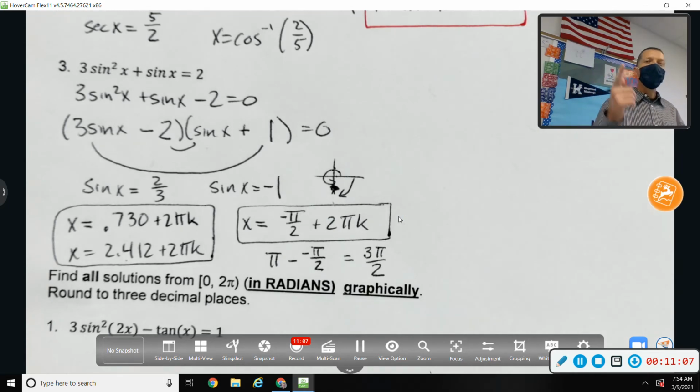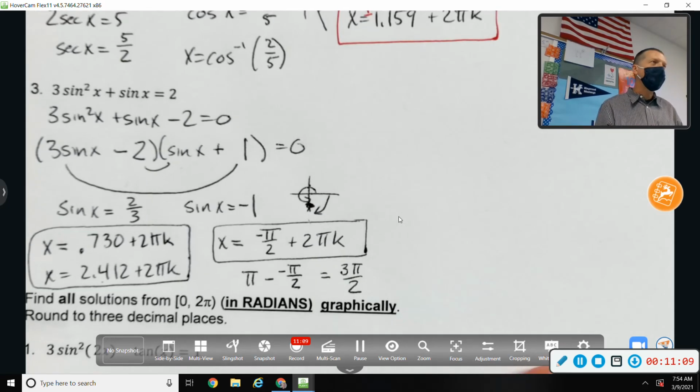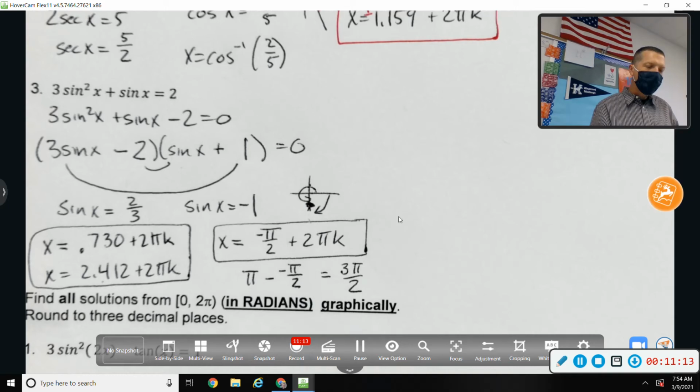Yeah, the period's pi, so it's just plus pi k. I don't want to say there's not a rule. The rule is it's pi k rather than 2 pi k.